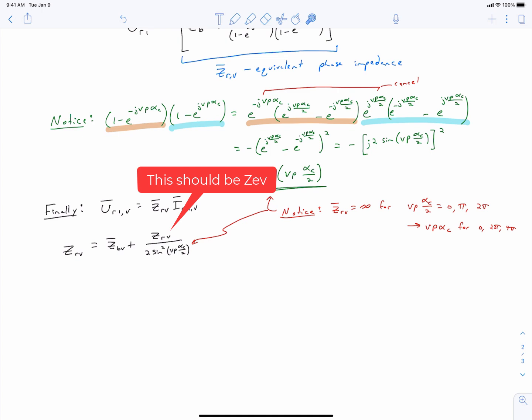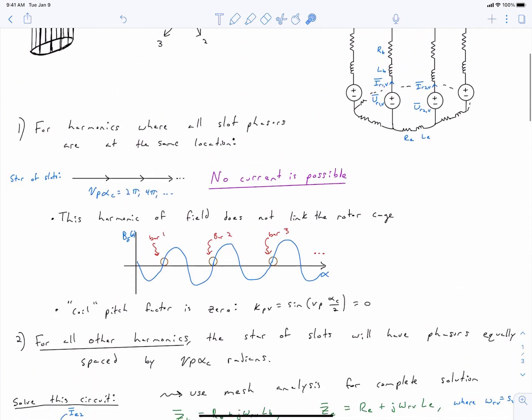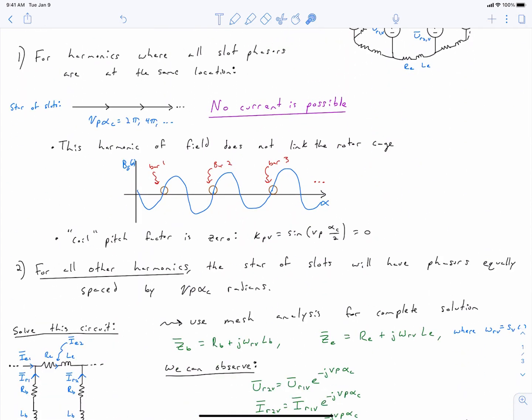And if we work on that expression, we can see that this is also the same thing as saying that VP alpha c leads to a 0 result, 0 current for 2 pi, 4 pi, and so on. And again, that matches our observation up here for when no current flows.